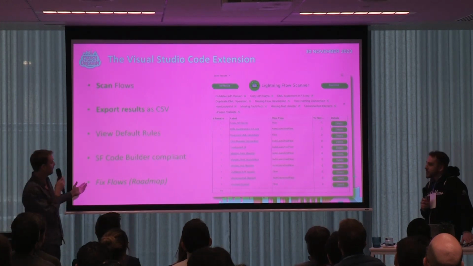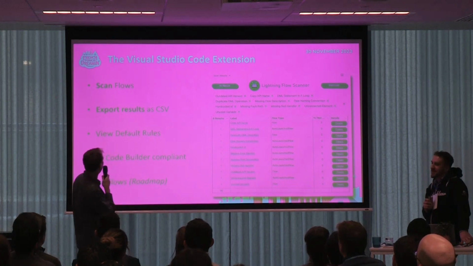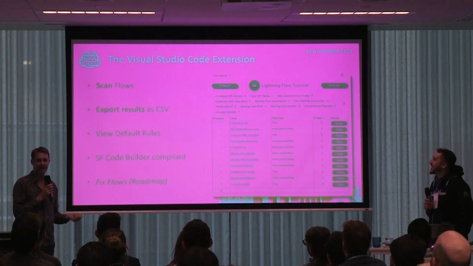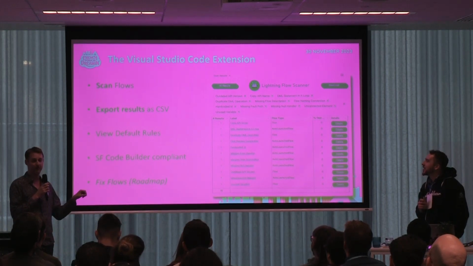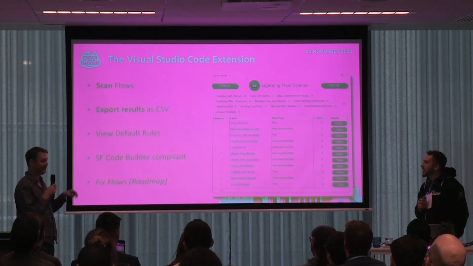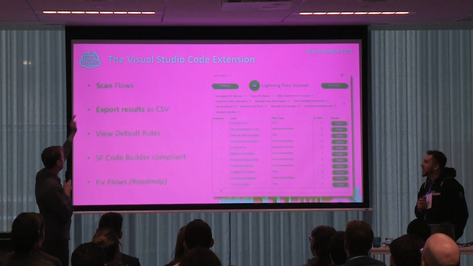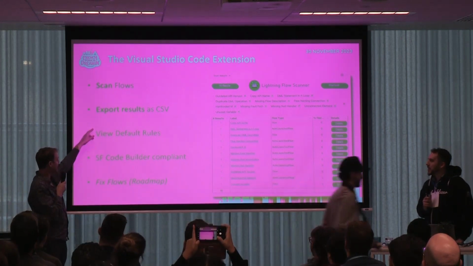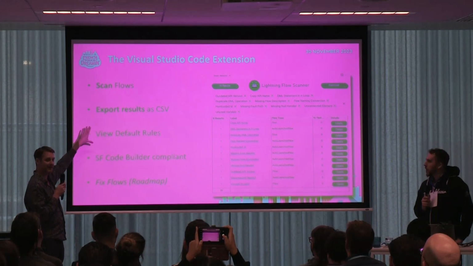But before showing the demo, let's show some slides again, and show that there is first a Visual Studio Code extension. So you just go to the Visual Studio Marketplace, you look for Lightning Flow Scanner, you find it, you install it, it's ready to use. The Lightning Flow extension will scan flows, can export results in CSV for better readability. You can also see the documentation of the rules that are checked and also why they are checked.